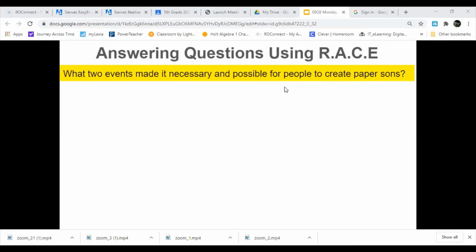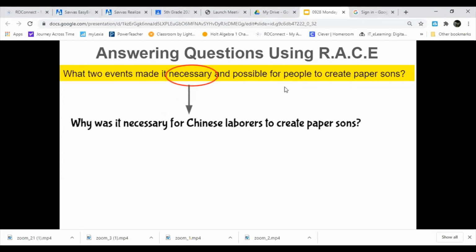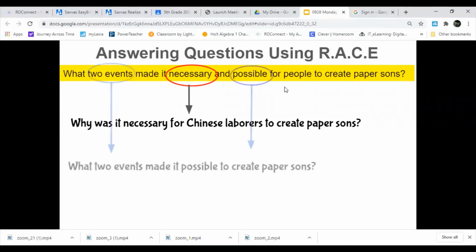This question really has two parts. First, it's asking, what made it necessary? Why was it necessary for Chinese laborers to create paper suns? The second part of this question is asking about the two events that made it possible for people to create paper suns. What two events made it possible to create paper suns? Now that we understand this question a little more clearly, we can begin to answer it.